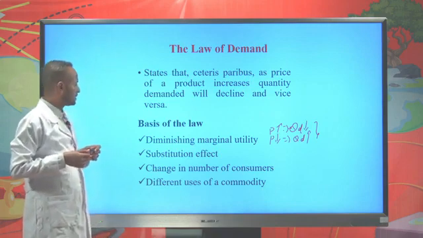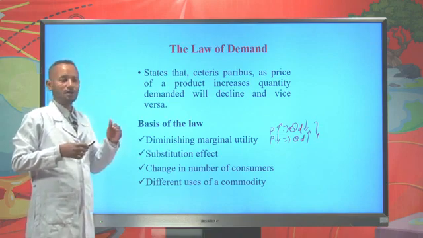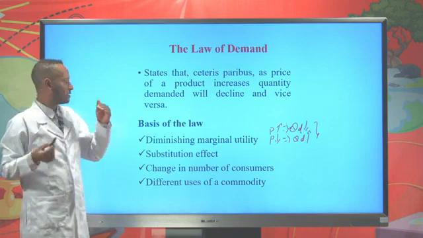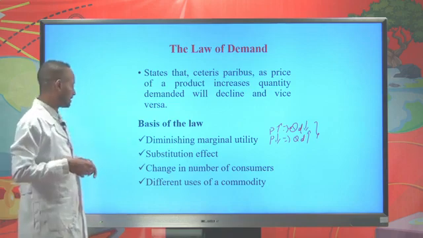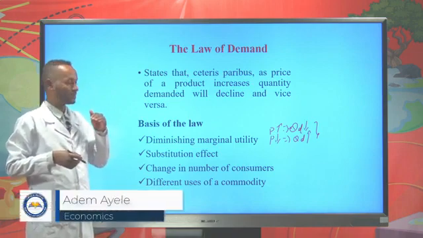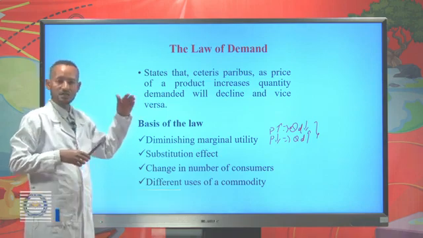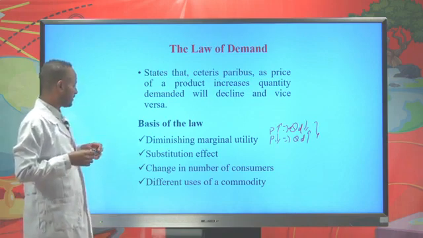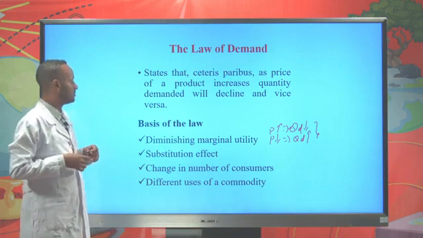The other basis for the law of demand is the substitution effect. As the price of a commodity increases, people will substitute one commodity for another. Hence, as price increases, the quantity demanded for the commodity will decline. The other is the changing number of consumers. If there is a rise in the number of consumers, then the price of a commodity is expected to increase, and with an increase in price, quantity demanded will decline. And the different uses of a commodity also affect the law of demand.